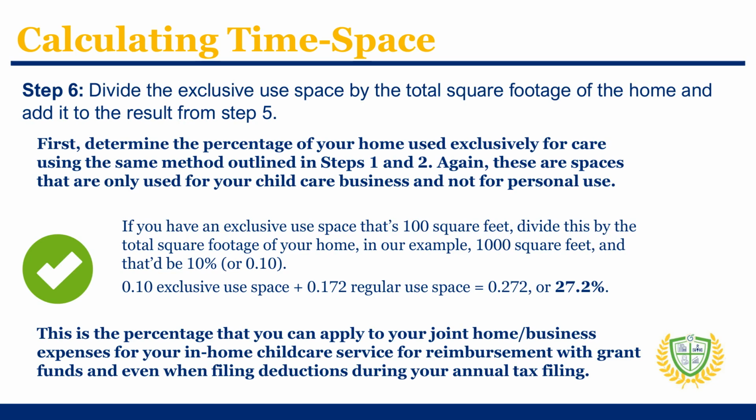For example, if you have an exclusive use space that is 100 square feet in addition to your regularly used space in your 1,000 square foot home, then divide 100 by the total square footage of your home, 1,000 square feet. That is 10% or 0.10. 0.10 exclusive use space plus 0.172 regular use space equals 0.272 or 27.2%. This is the percentage that you can apply to your shared home or business expenses for your in-home child care service when claiming business use of home at tax time or for grants.